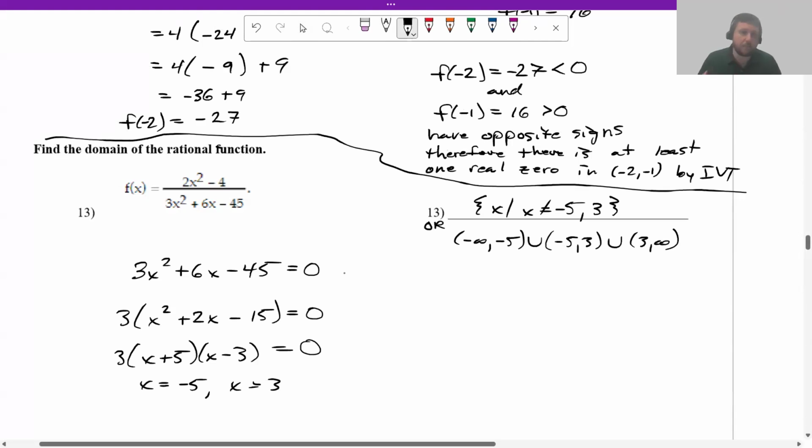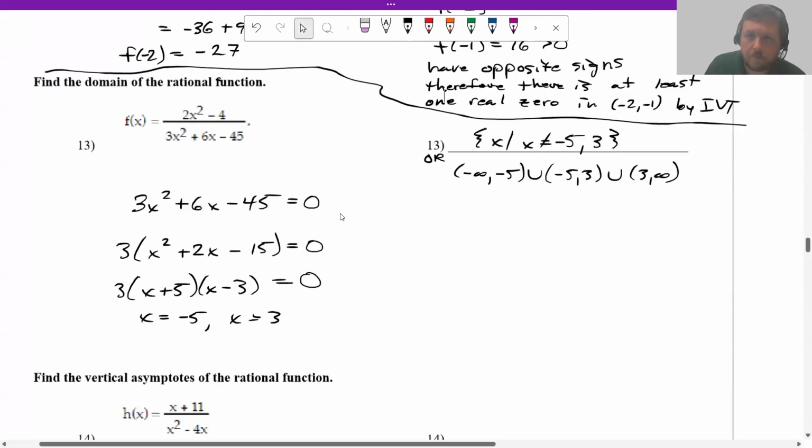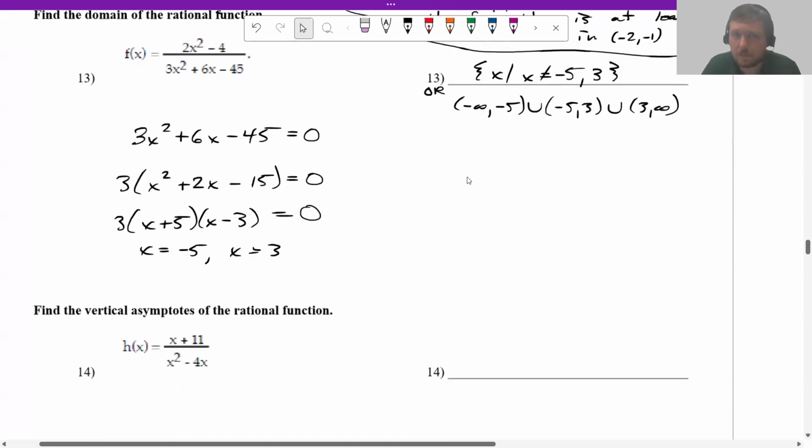So if the test says set builder, use the first one. If it says interval notation, use the second one. But I'm not going to be too angry with you, as in, if you have the right answer, but it's not in interval notation or vice versa, as long as everything is legitimately correct, then it's not going to be too bad for you.